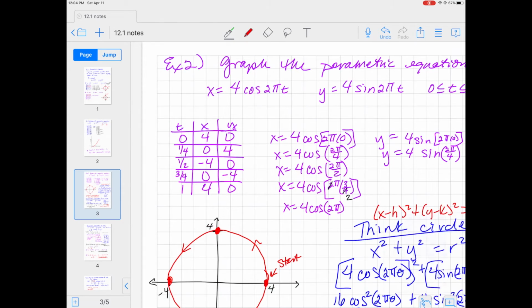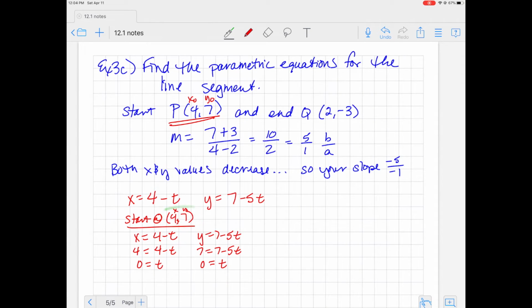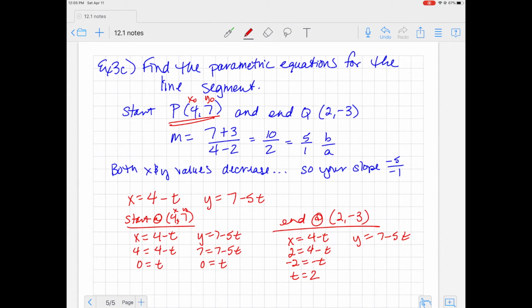Just like we had back here in our charts, this t value was the same for both the x and the y, right? Same thing is happening down here. I want my t value to be the same for both the x and the y that go in my chart. Okay. Then I end at the coordinate point 2, negative 3. So I have x is equal to 4 minus t, y is equal to 7 minus 5t, plug that in. 2 is equal to 4 minus t, subtract that is negative 2. So t is a positive 2.